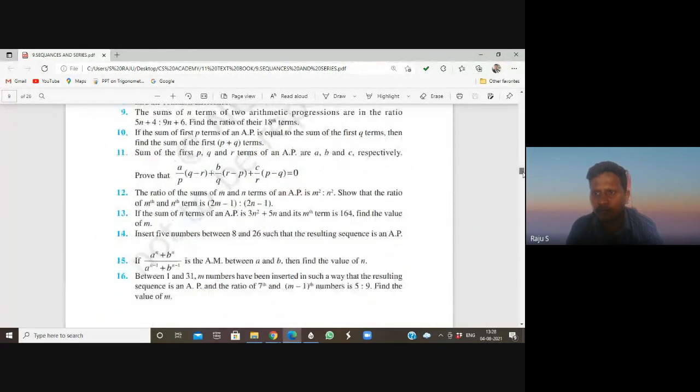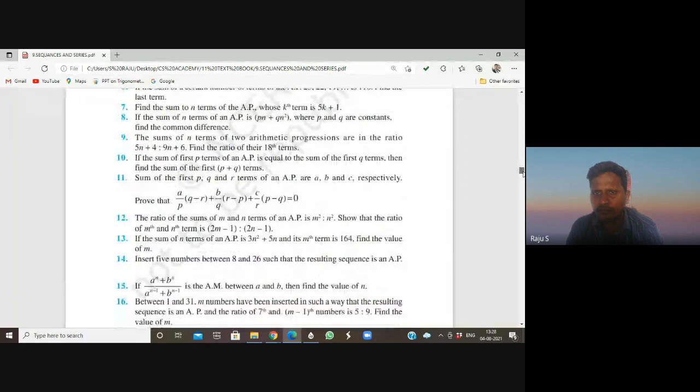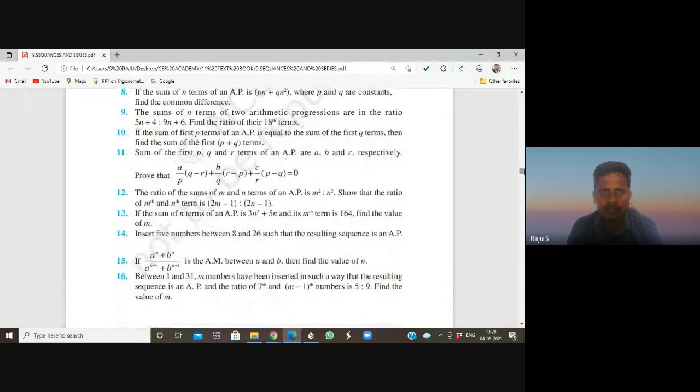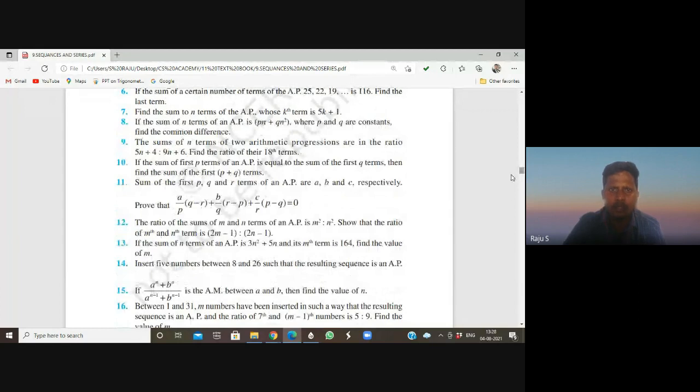Now, question number 8. If the sum of n terms of an AP is already given, Sn is equal to Pn plus Qn square, where P, Q are constants, find the common difference.